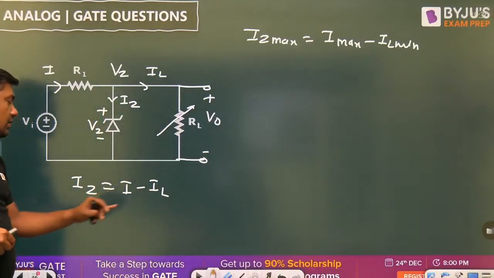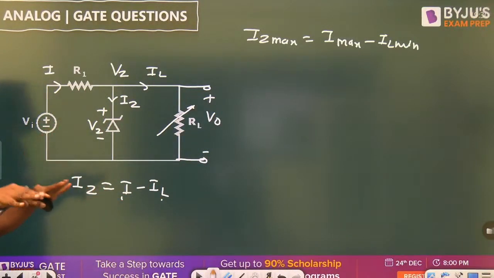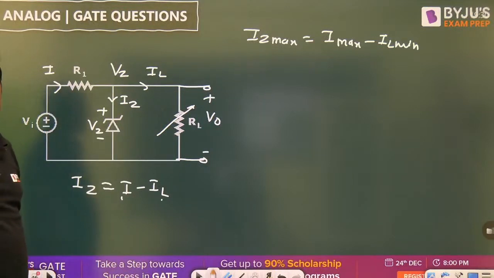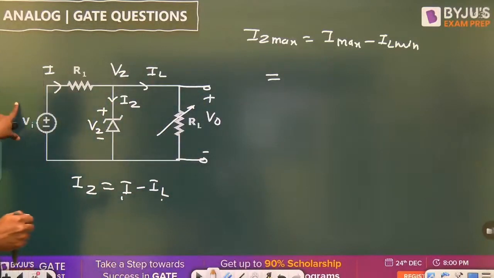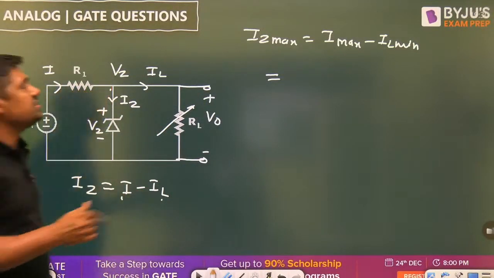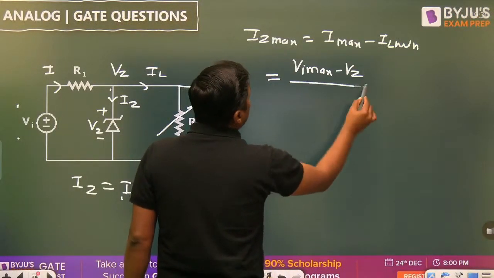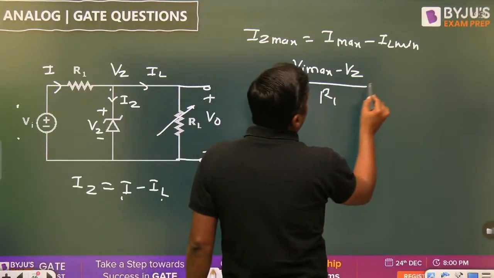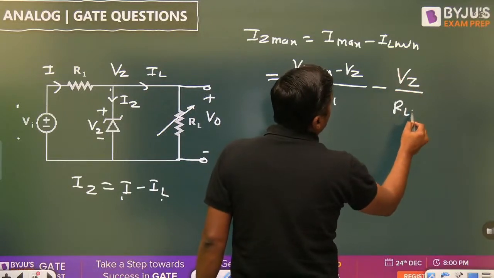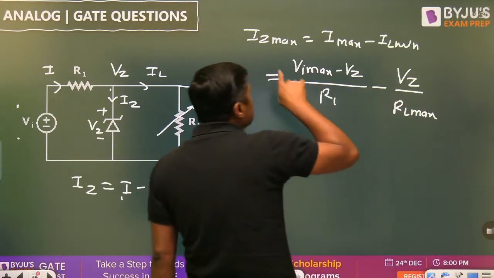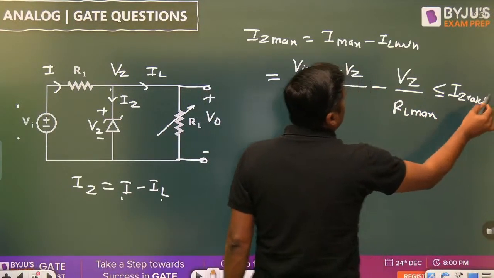IZ is I minus IL. When I is maximum and IL is minimum, then the difference will be maximum. I maximum means you have to choose the maximum value of Vi, and the voltage at this point is fixed at Vz. So it is Vi max minus Vz upon R1. IL maximum means the output Vz upon RL maximum. This current should be less than IZ rated, which is given.